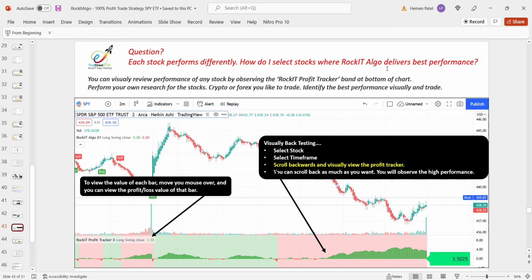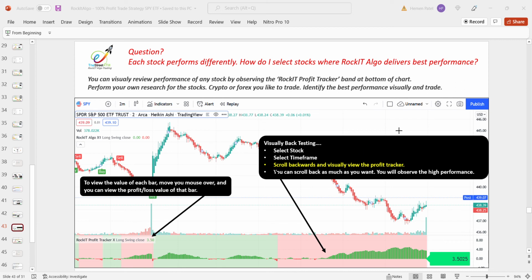How do I select the stock where RockIT Algo delivers performance best? Well, you've got to do your own due diligence. What we usually do is visual back testing, as you can see here. This is 30-minute short swing. We use a big back testing. You can see the amount of green bars that are generated for every signal. And when you mouse over each bar, you can see the value of the profit for that particular candle after the signal, how much profit you're making.